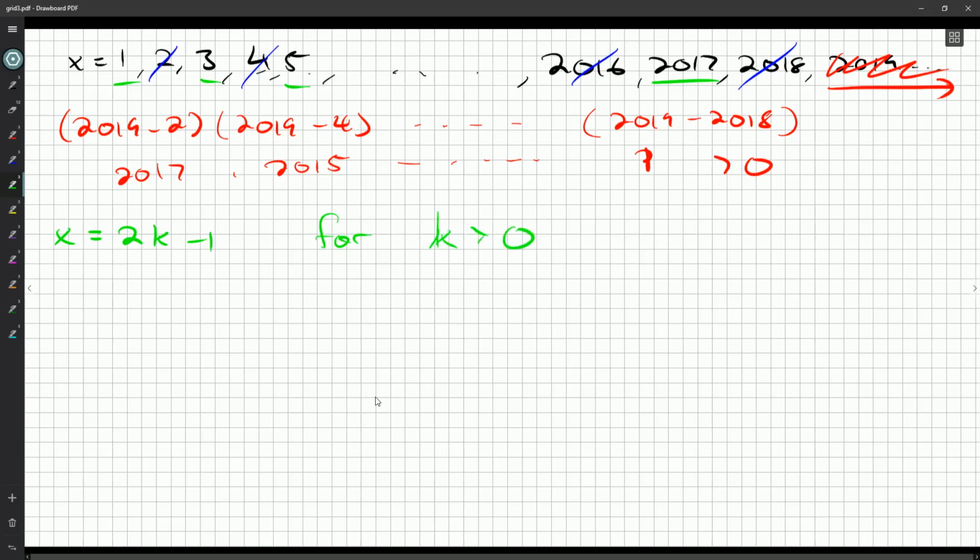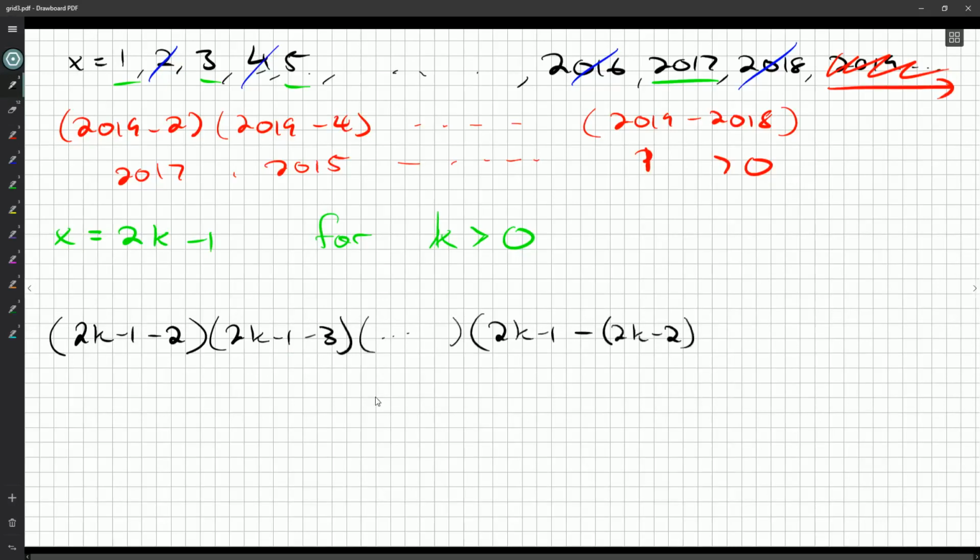For k being greater than 0. Okay? So what happens when I plug that sort of a number in? Well, I'll get 2k minus 1 minus 2, 2k minus 1 minus 3, all the way up to, I'll plug in 2k minus 1 into the 2k minus 2, and then the next even will be 2k minus 1 minus 2k. And this is where things are going to start to become negative.